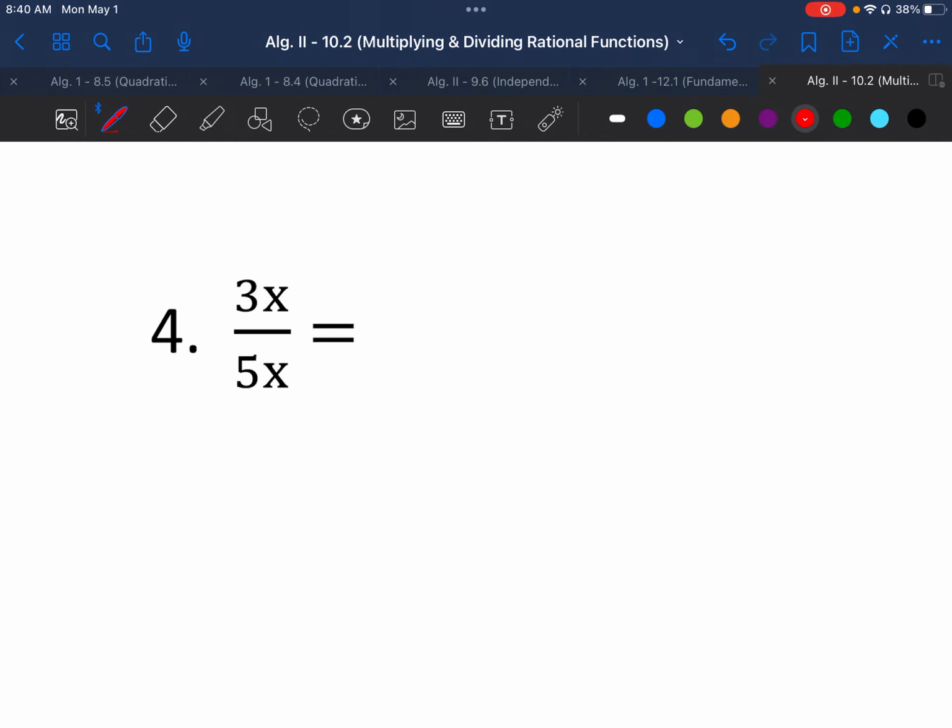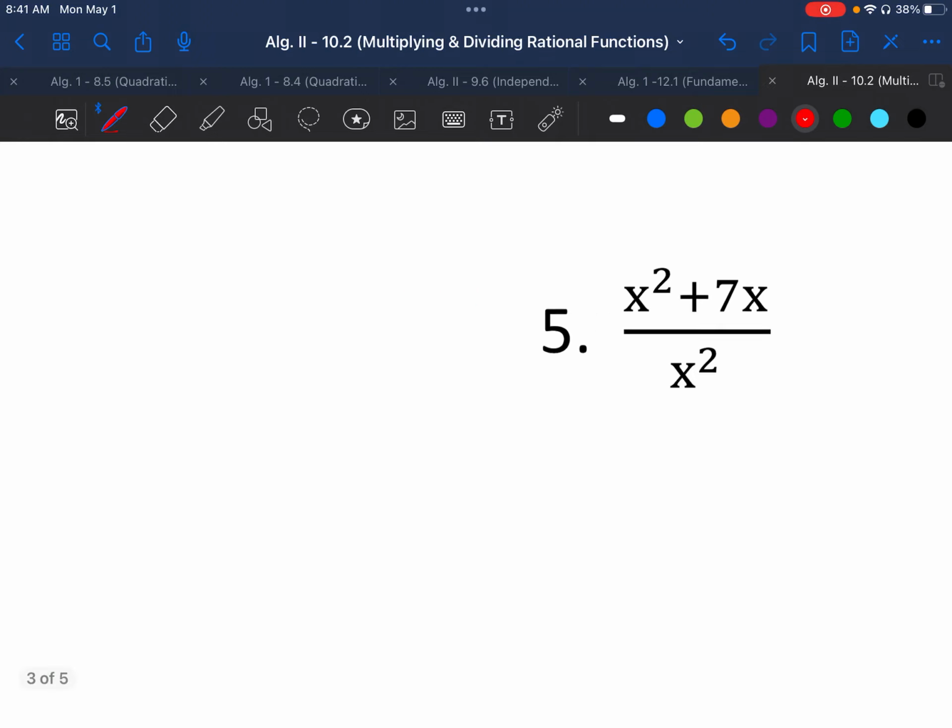All right, number 4, why don't you go and try this one on your own? It is factored completely, so you just reduce the x's to 1 and 1. And 3 and 5 don't reduce, so you just have 3 over 5. And no matter what you plug in for x, it would have reduced to 3 over 5 anyway. Number 5, I want you to try this one on your own as well.